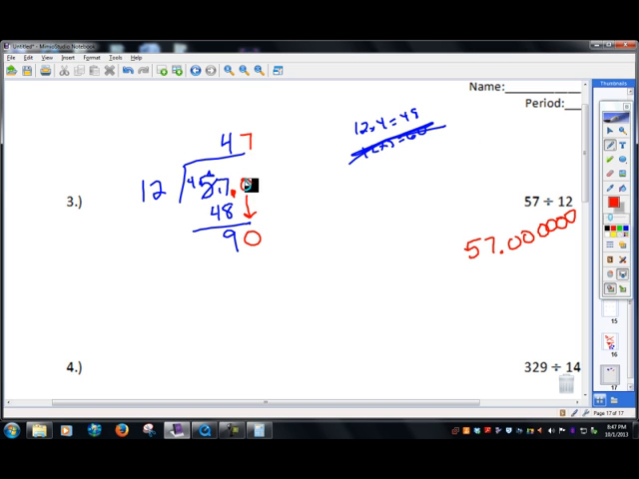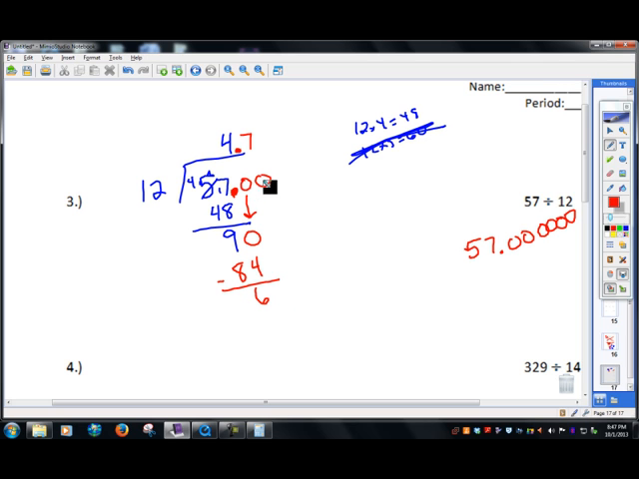Now, here's the mistake that a lot of students make. This decimal has to go straight up. You have to put it up there or the question will be wrong. So if you add a decimal in, you got to put it right in there in the same spot. Okay, so 12 times 7, that is 84. Okay, we subtract, we get 6. Now we check, is 6 less than 12? Absolutely. We still don't have 0 as our remainder.